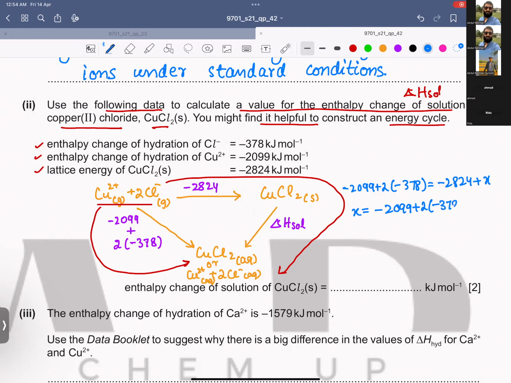Negative 31. Okay, so x is negative 31. So it means the enthalpy change of solution of copper 2 chloride is minus 31 kilojoule per mole. Is this clear?